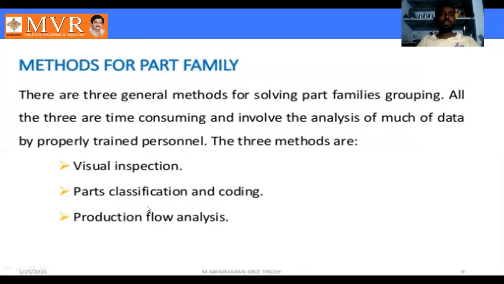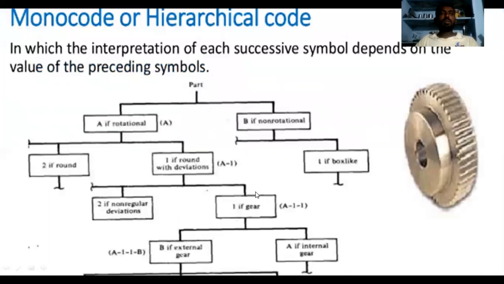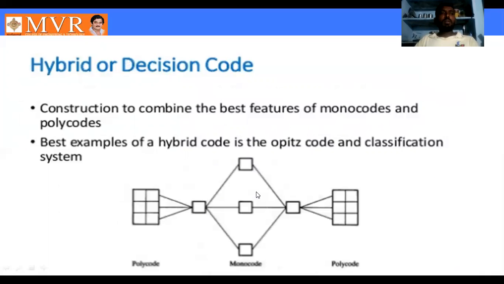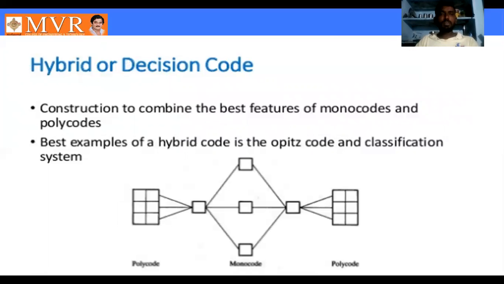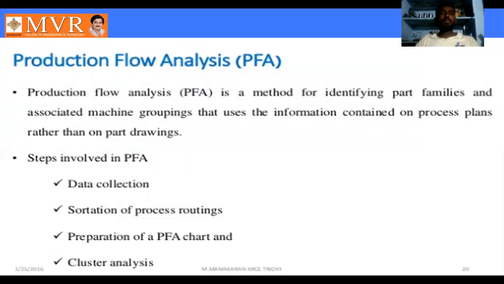In part classification and coding systems, we have three types. The first one is monocode, then polycode, and a hybrid code. The Opitz coding system is the example for the hybrid or decision code. Now see here, production flow analysis, PFA.